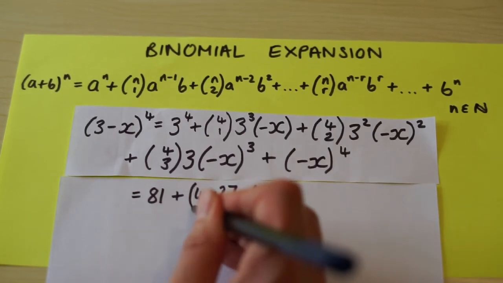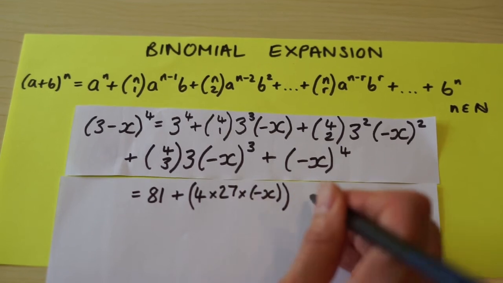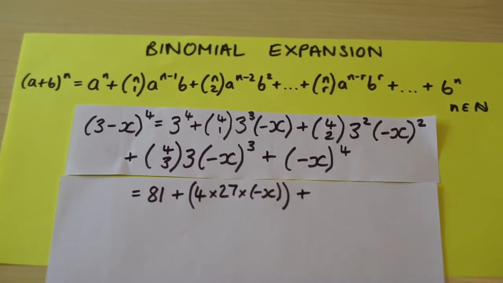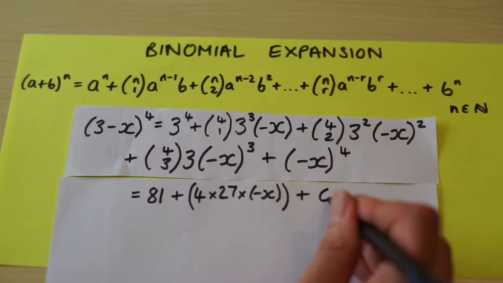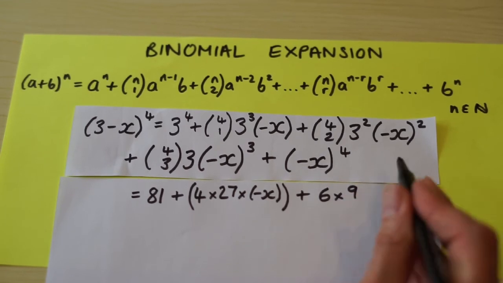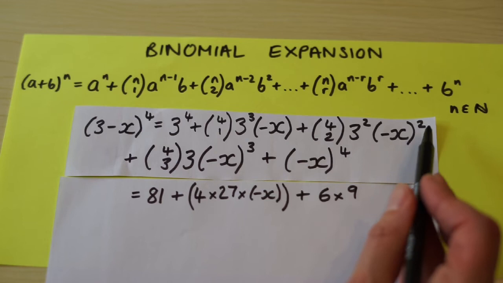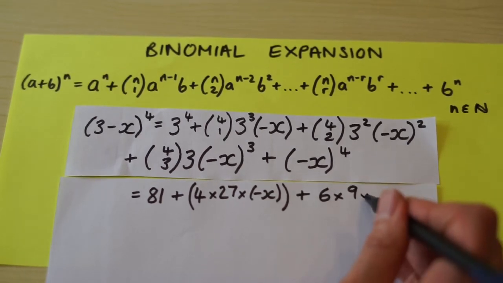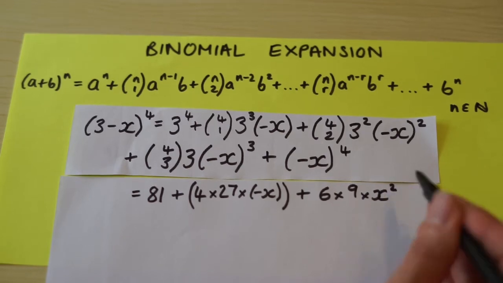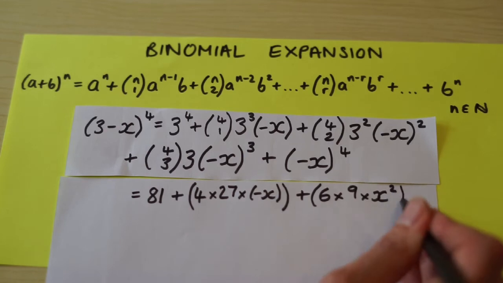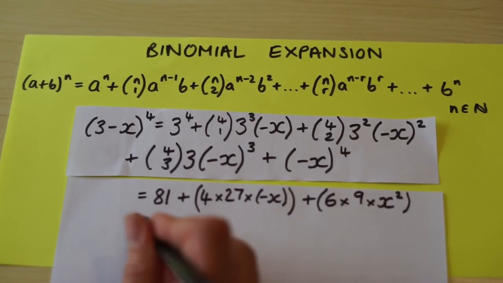Right, so let's put all of this in a bracket, and here we have the next term. 4 choose 2 is 6, 3 squared is 9, and we are squaring minus x, so that would be x squared, because a minus and a minus is a plus. Okay, so that's that term dealt with.